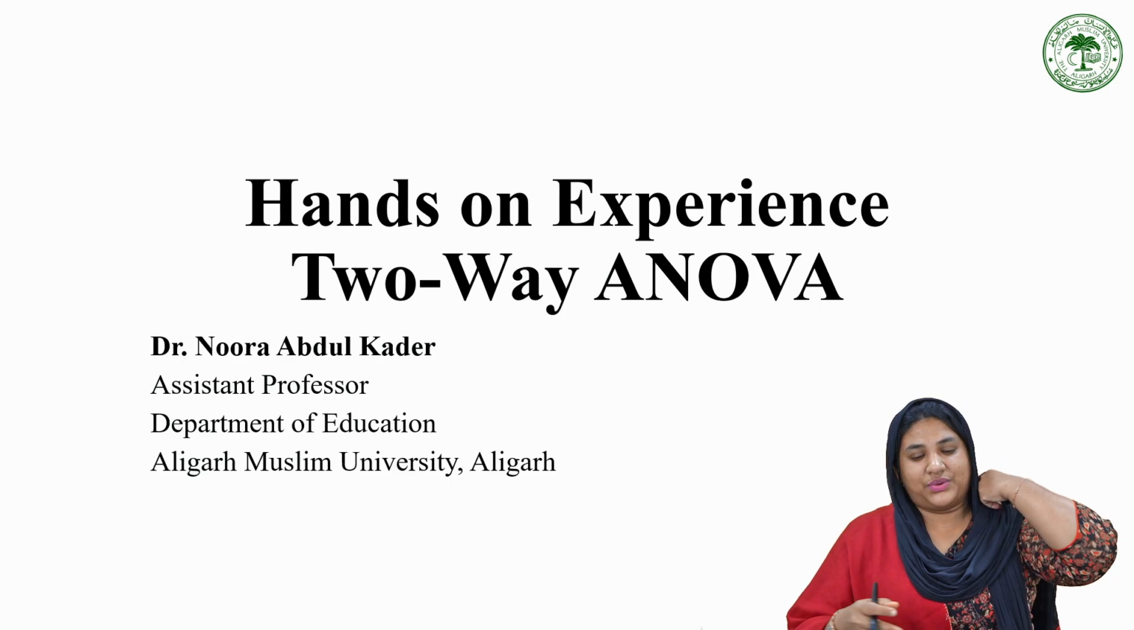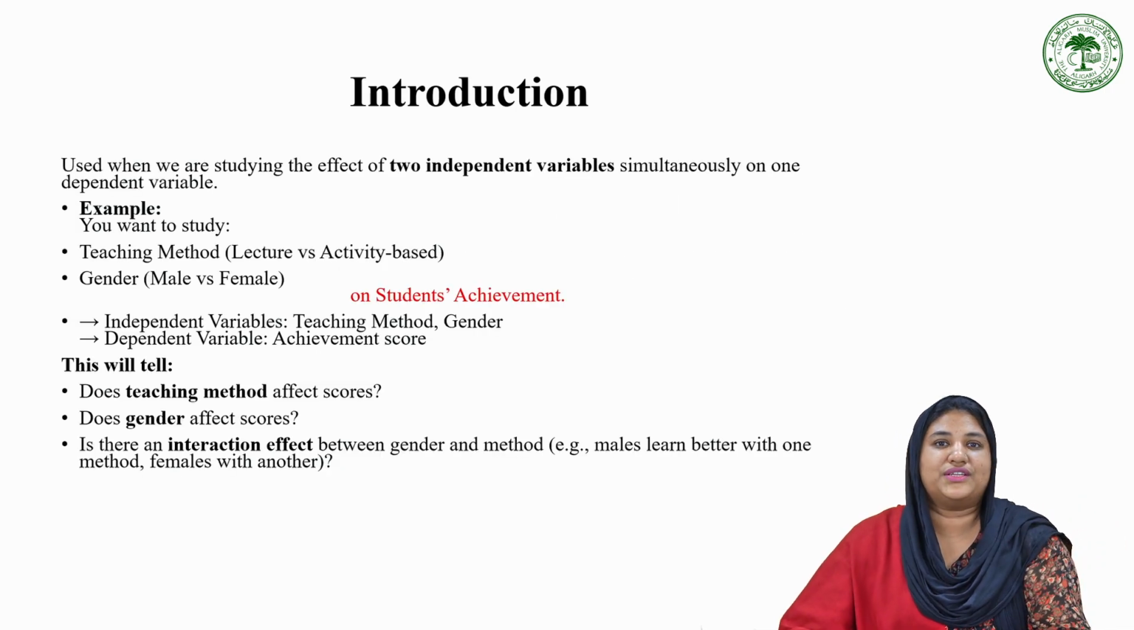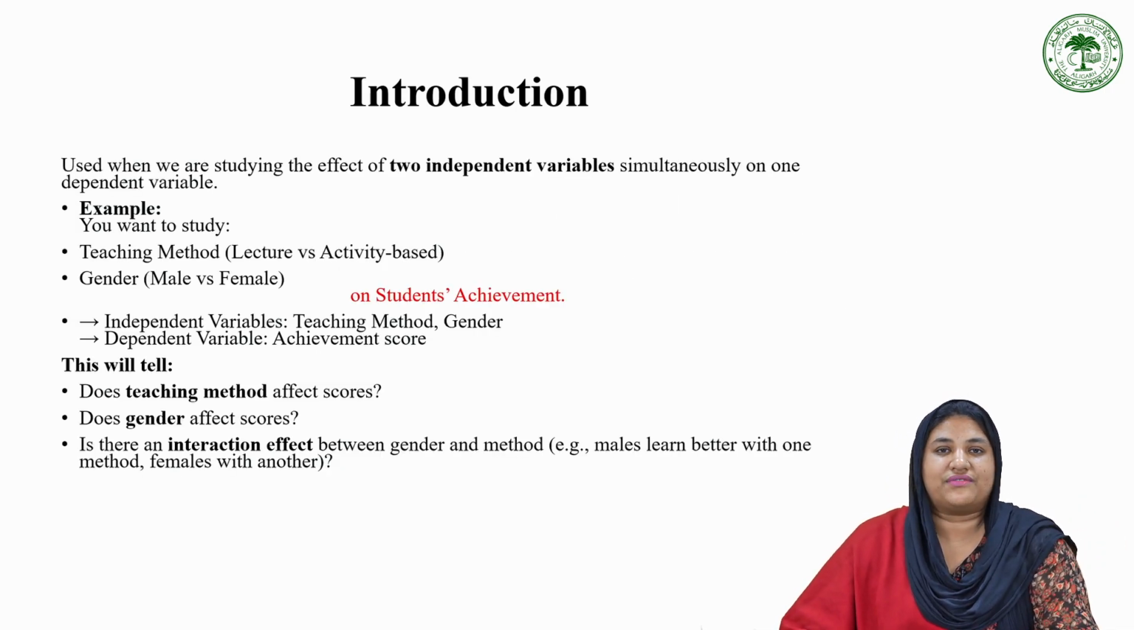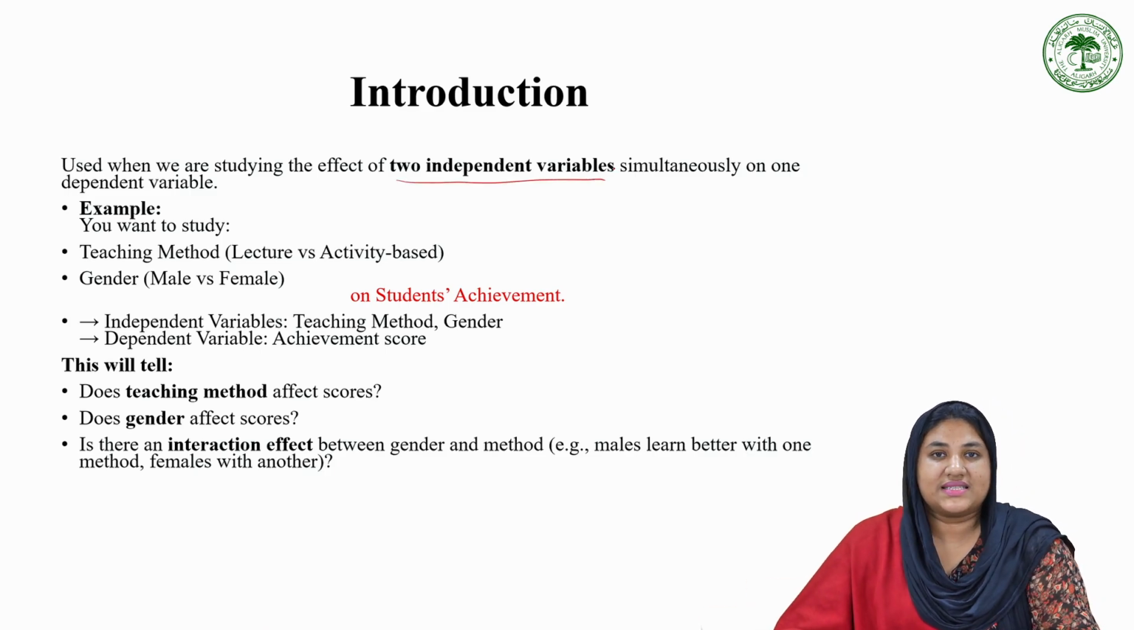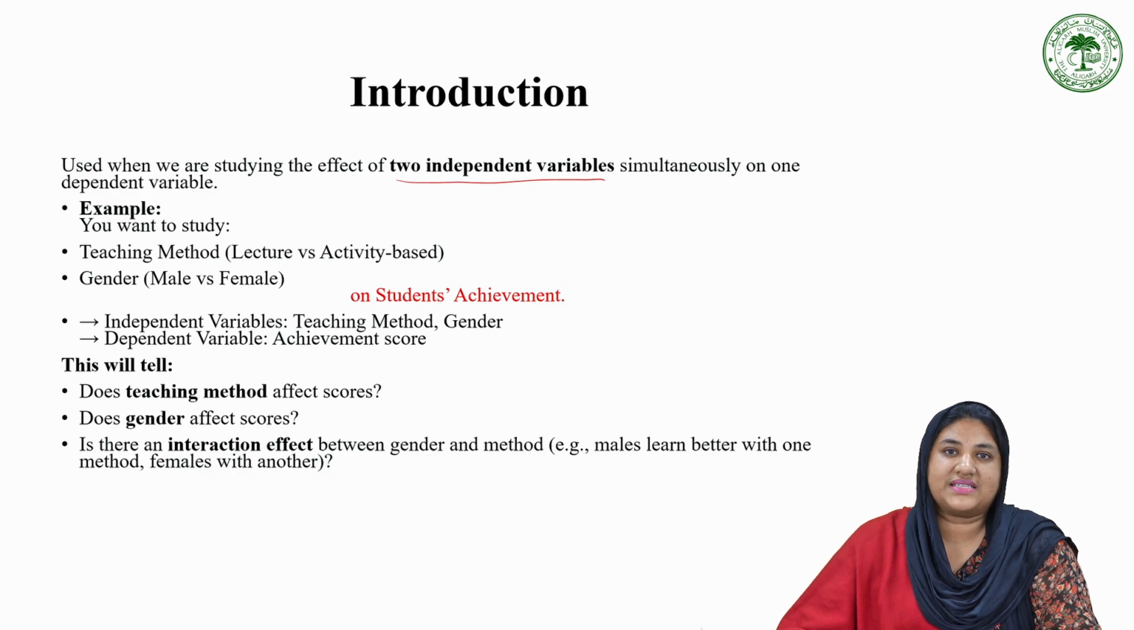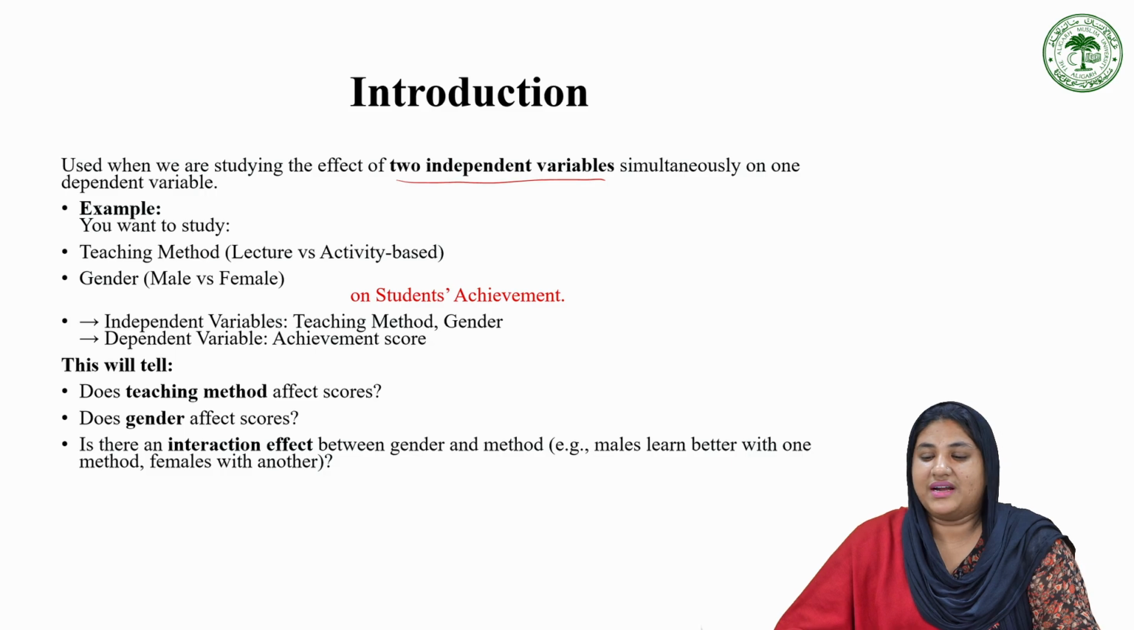Before moving into the step-by-step process of conducting two-way ANOVA through SPSS, I have some introductory remarks. Two-way ANOVA is used when we are studying the effect of two independent variables simultaneously on one dependent variable. So there are two independent variables and simultaneously one dependent variable.